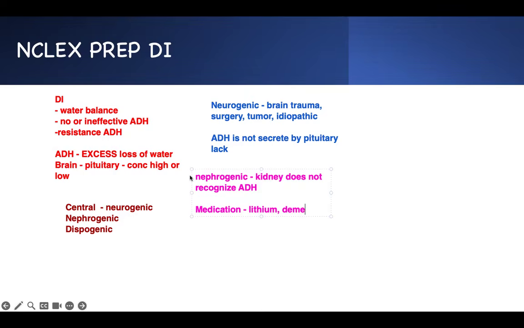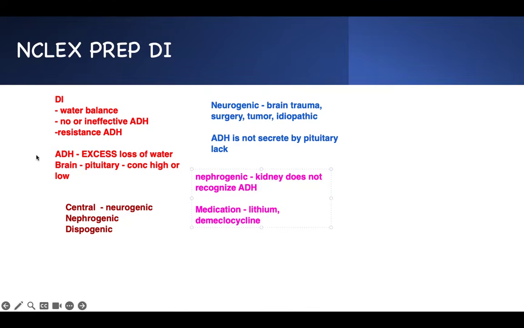Or if I give you this medication, demeclocycline, this is why we use it. It's an antibiotic. We use it to treat patients who have SIADH, right? They have too much ADH. If I give you demeclocycline, it will prevent the SIADH from manifesting itself. So we block ADH. That's the point. Demeclocycline blocks ADH. If you have lithium, it's going to stop ADH from working. Your kidney cannot see it, and you develop nephrogenic diabetes insipidus.